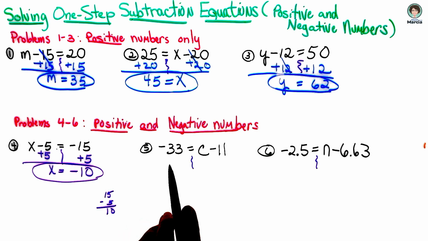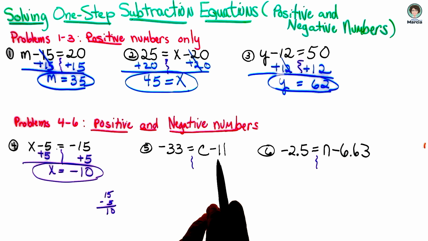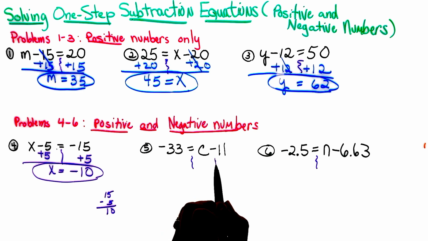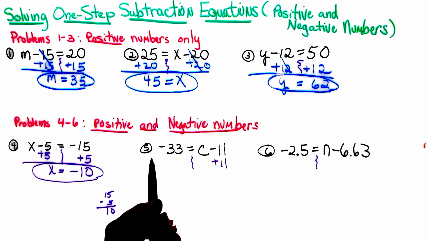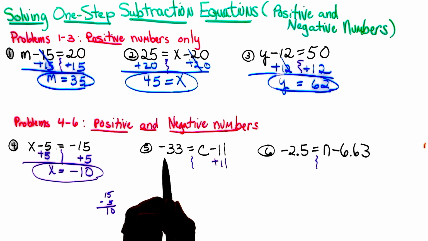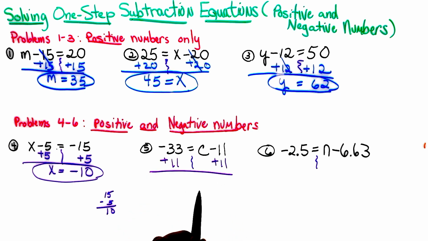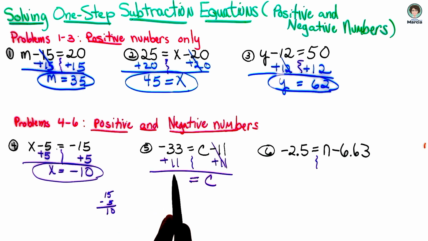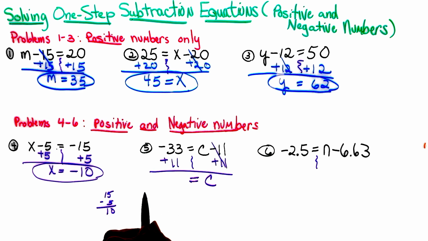So let's look at the next one. We have a negative 33 equals C minus 11. The inverse operation for subtraction is addition, and that will give me, notice, a pair of opposites. So I've got to add 11 to, notice, both sides of my equation. And this does cancel out, so I get C is equal to, well, I have a negative 33 and I have 11. So again, signs are opposite, so I've got to go ahead and subtract 33 minus 11, and you can see that that is a 22.